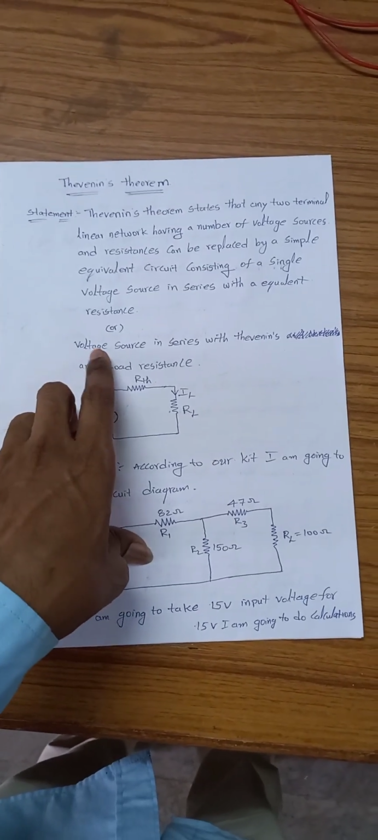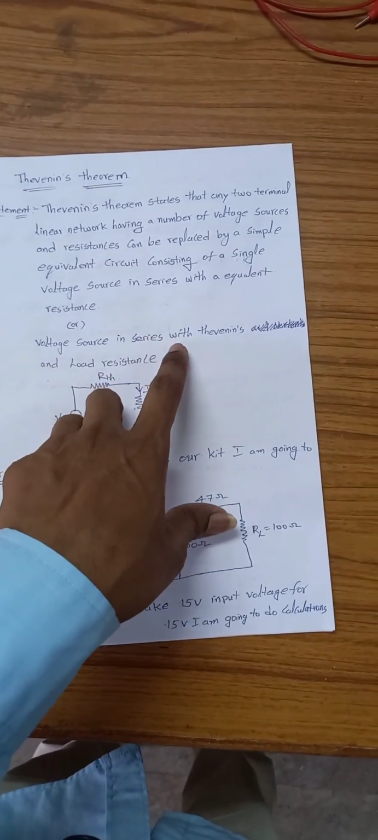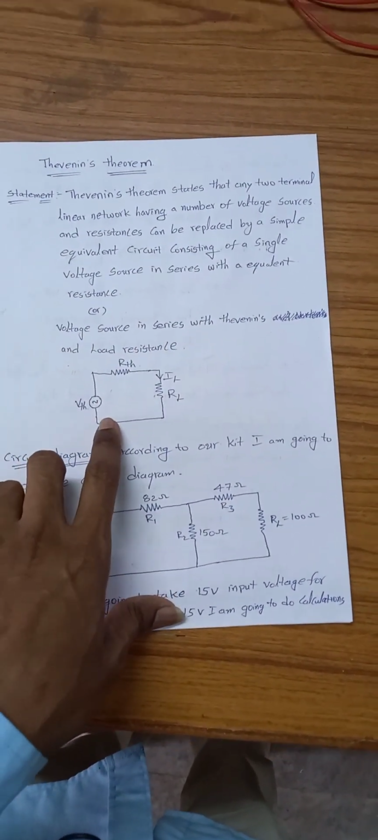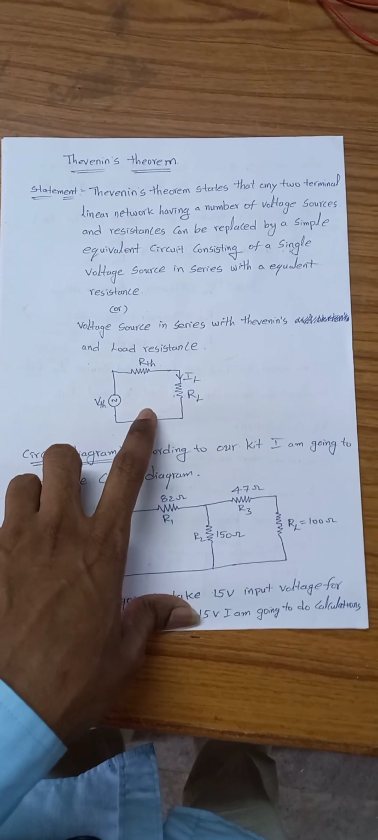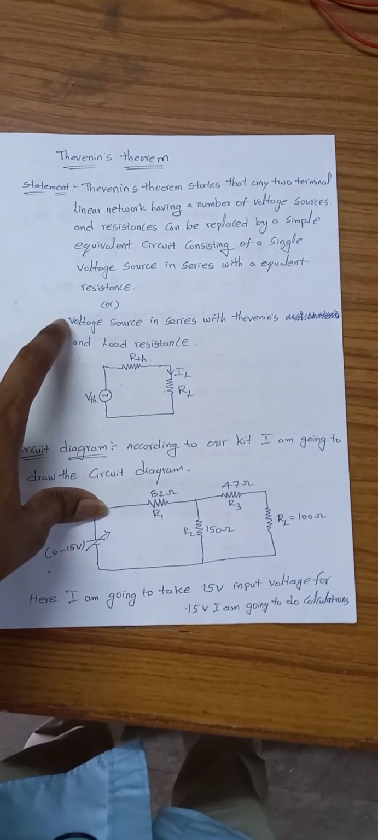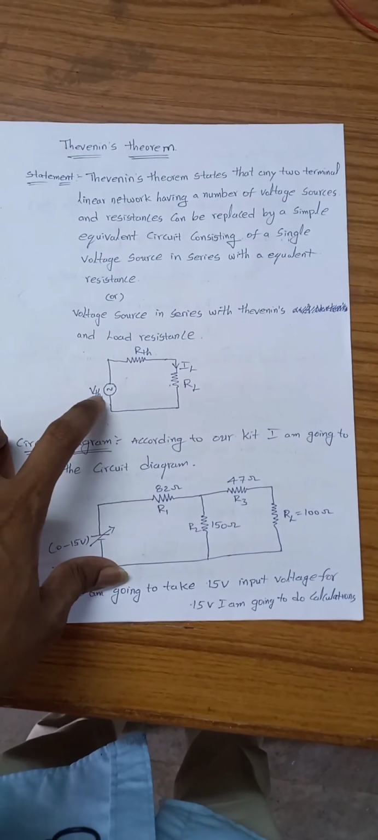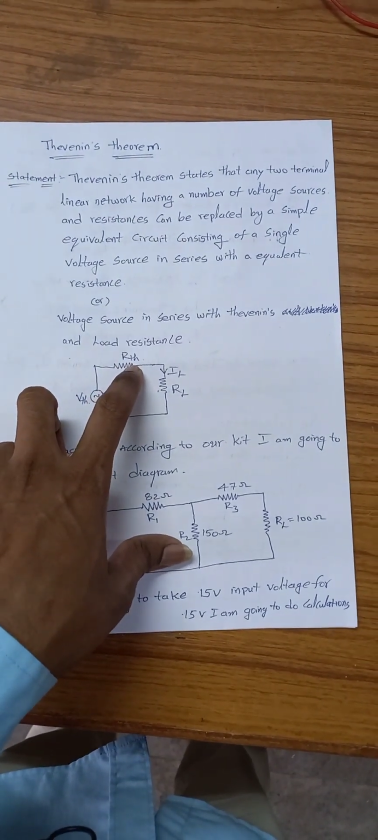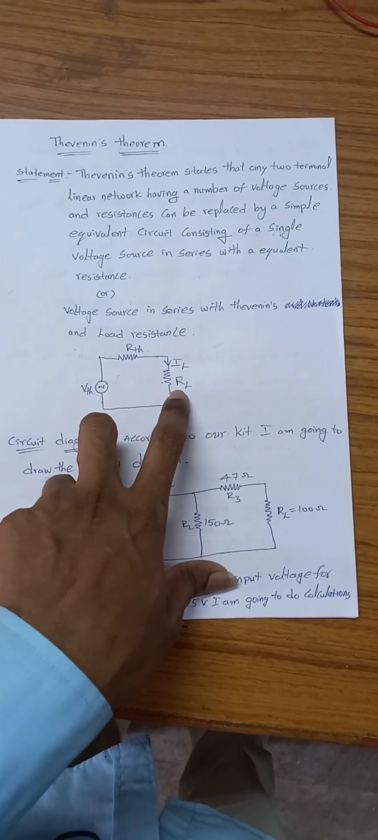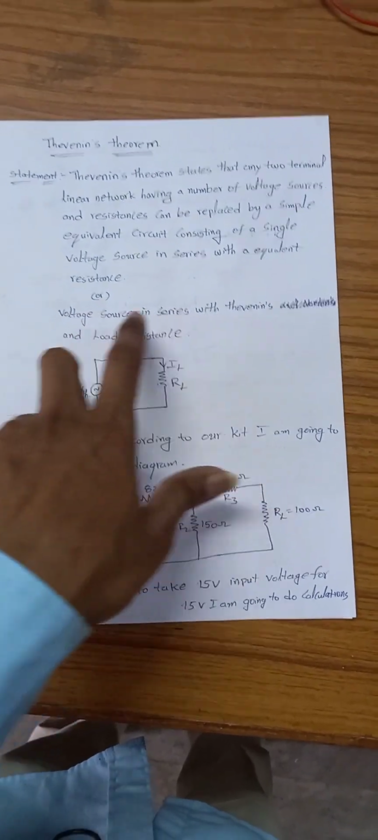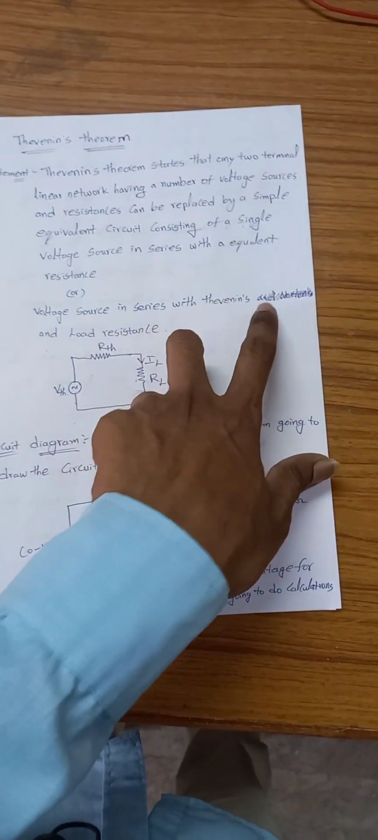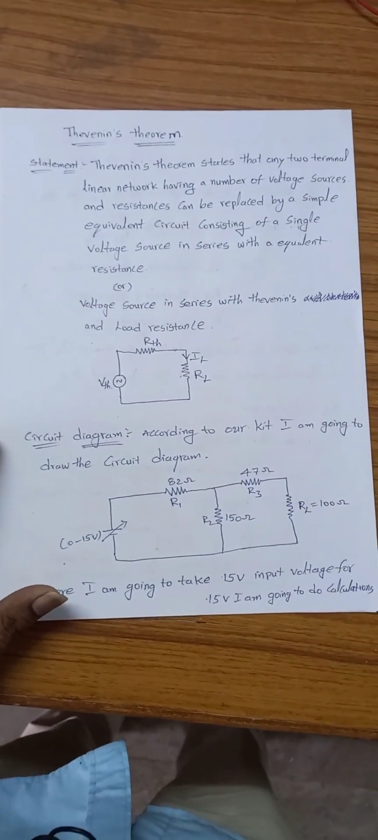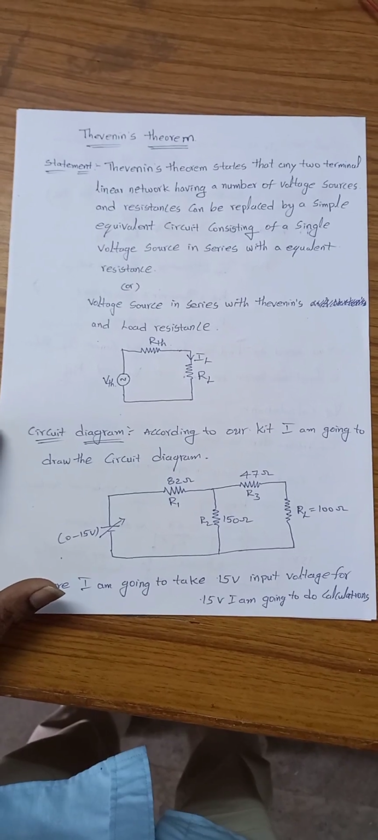You remember here: voltage source in series with Thevenin's and load resistance. You observe here one diagram is there. Related to this diagram only I have said this statement. So this is a voltage source, and this voltage source is in series with Thevenin resistance as well as load resistance. That is the statement here simply. Already I have shown the kit.